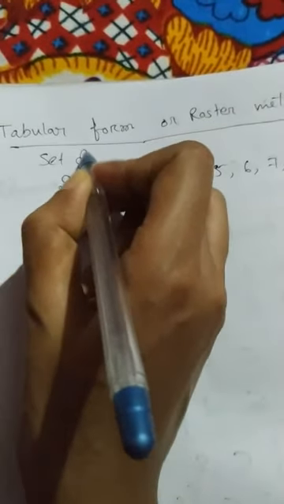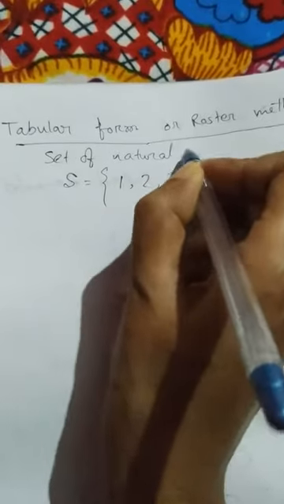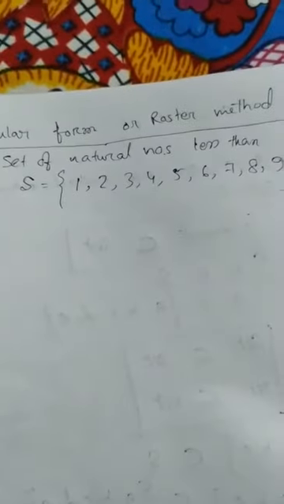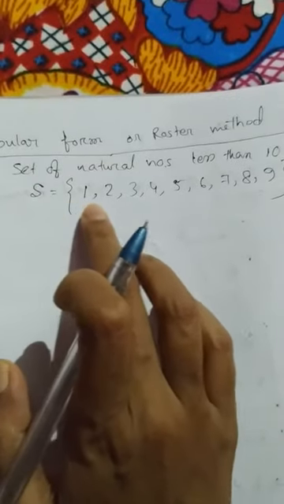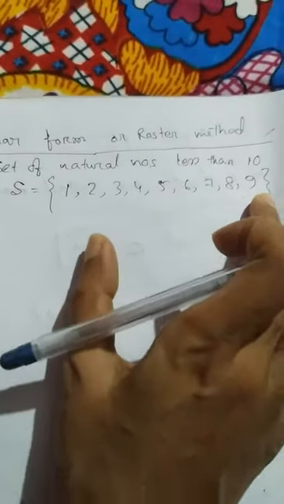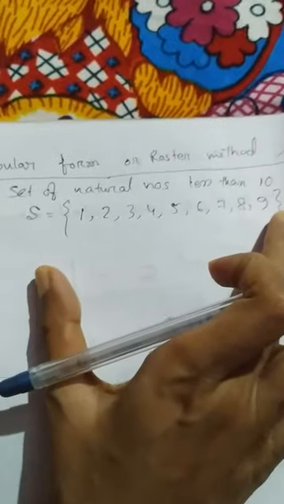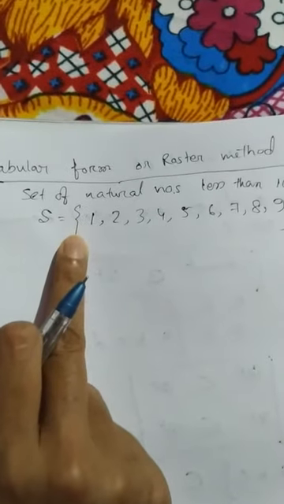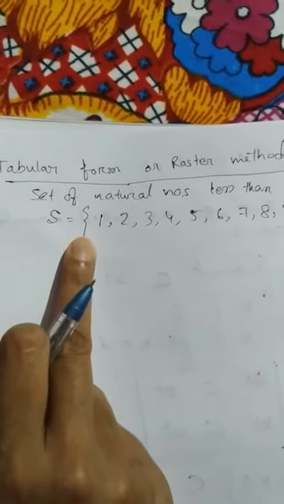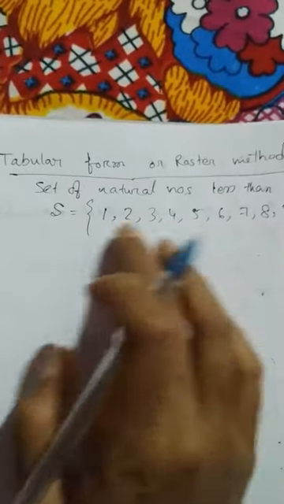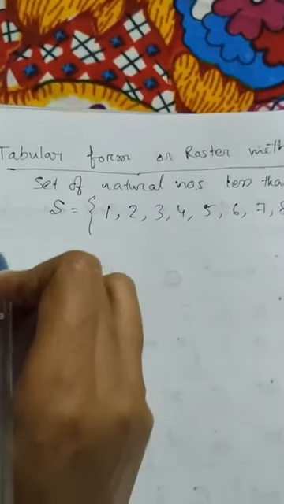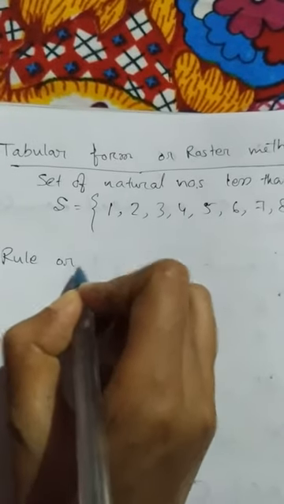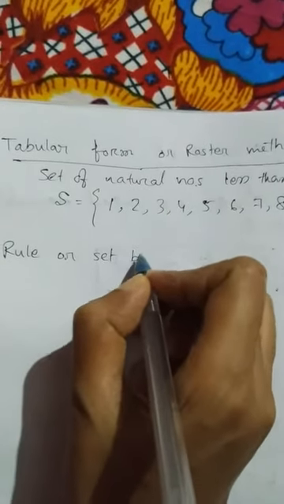Set of natural numbers less than 10. So it will be represented as S = {1, 2, 3, 4, 5, 6, 7, 8, 9} using this second bracket. Second bracket is always used in sets. So this form of writing the set is called the tabular or roster method. Only the elements are represented here. Now the second is the rule method or set builder method.